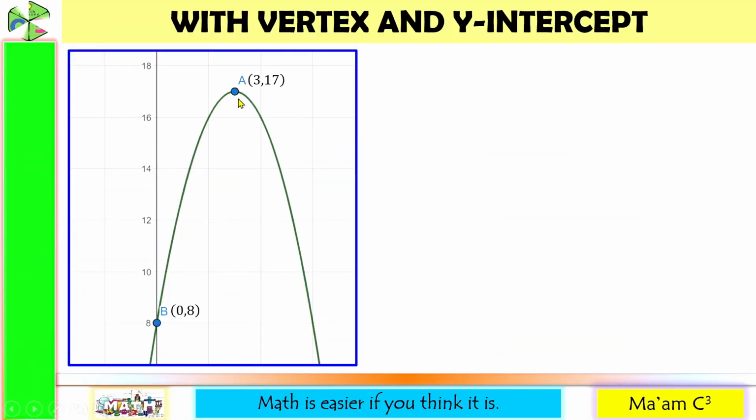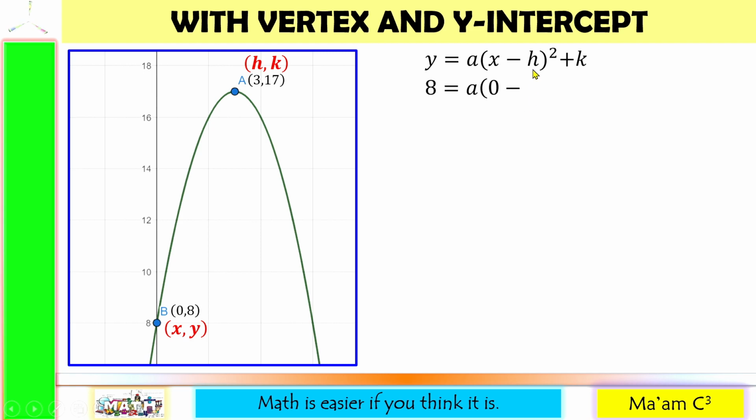Let's have another example. This time we have a vertex and a y-intercept. Again, the vertex is labeled as h, k, and I will label this y-intercept as any point x, y. Since I have a vertex, I'm going to use the vertex form. So y will come from y here, which is equal to 8. Again, we do not have the a yet, so we'll copy equals a. Then we have x is equal to 0 minus our h, which is 3, quantity squared, and then we have plus our k, which is 17.